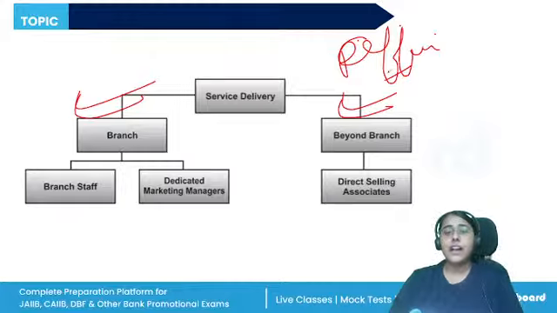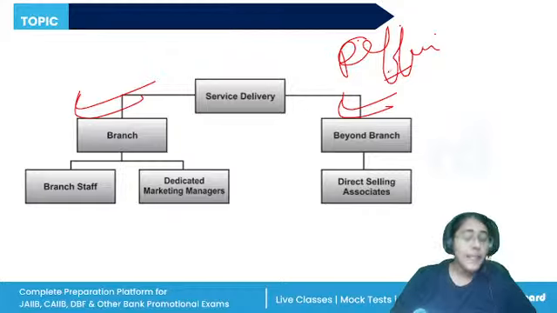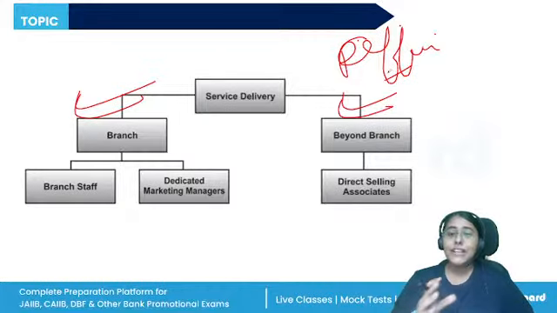Beyond the branch, there are the direct selling associates. These are the direct selling agencies, mostly the foreign banks, new generation private banks. They appoint DSAs to sell their product. Public sector banks, however, due to regulatory restrictions, cannot appoint DSAs on a full time basis. Also, DSAs are found to be involved in mis-selling the product and the customer falls into the debt trap. So, when we appoint the DSAs, we should be very careful about that, right? There's also the option of tie-up arrangement.